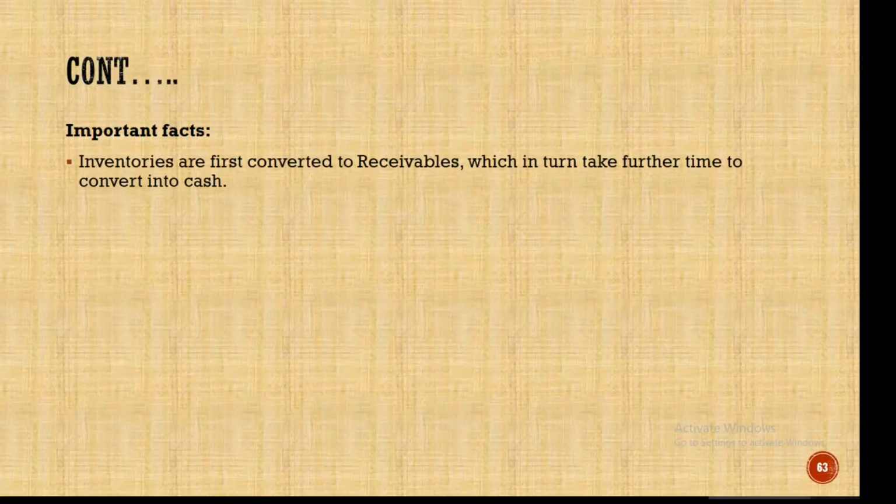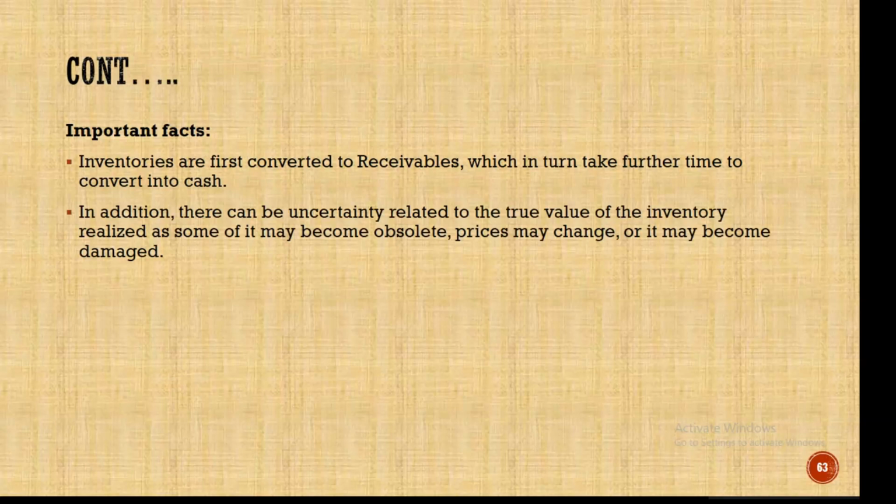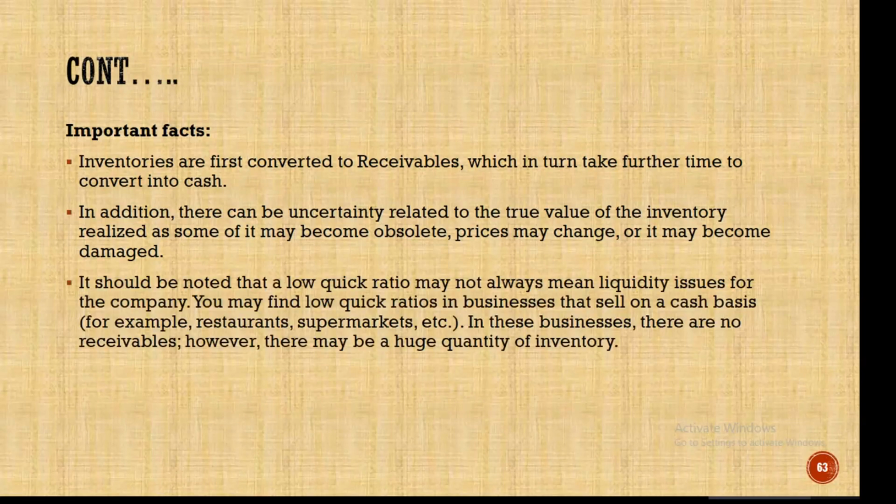Certain important facts concerned with quick ratio. Inventories are first converted to receivables, which in turn take further time to convert into cash, and that's why they are called less liquid assets. In addition, there can be uncertainty related to the true value of inventory realized, as some of it may become obsolete, prices may change, or it may become damaged.